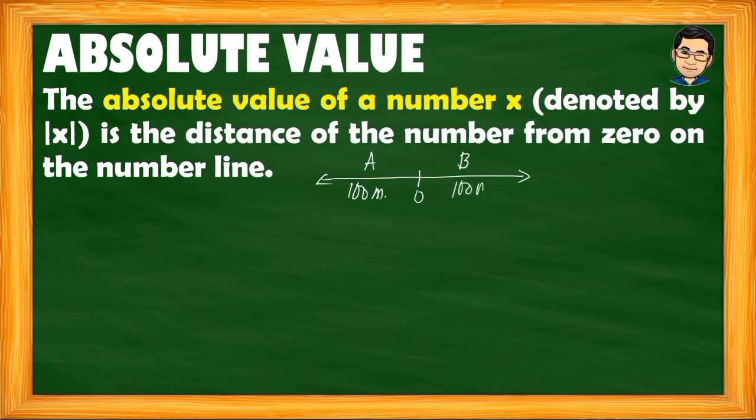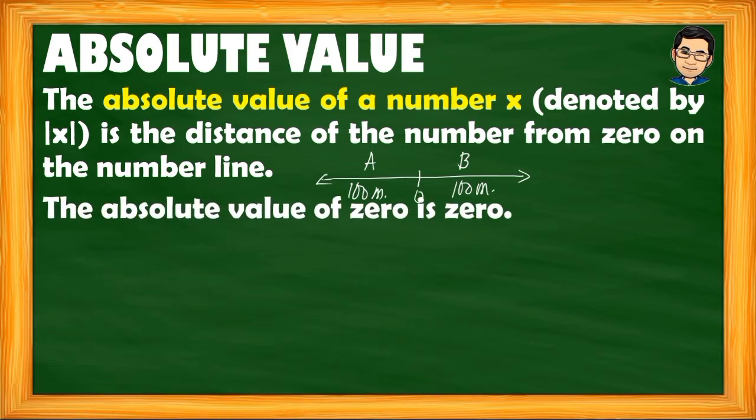Pareho silang 100 meters. So, kung alam natin sa number line na lahat ng numbers na nasa right ng 0 is the set of positive integers, and then sa left naman ng 0 is the set of negative integers. So, kapag distance po, hindi po natin pwedeng sabihin na ang distance ni A dun sa origin is negative 100 meters. So, wala po tayong negative distance. So, kaya po nabuo po ang concept na absolute value.